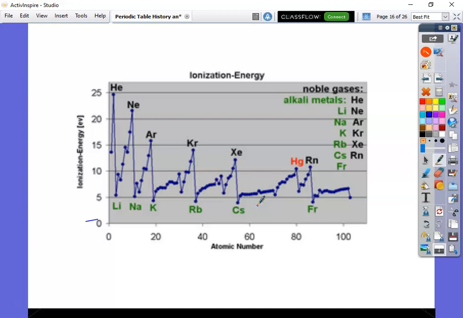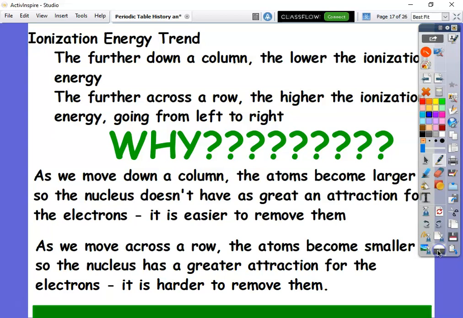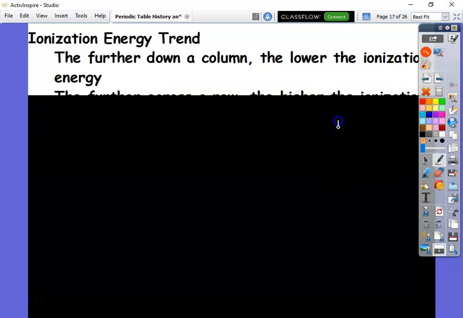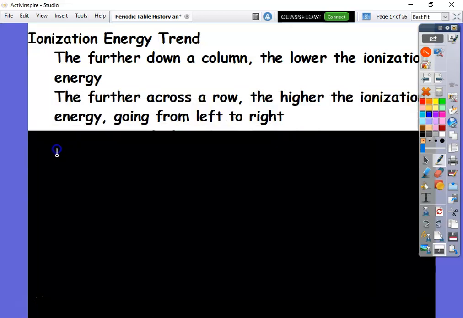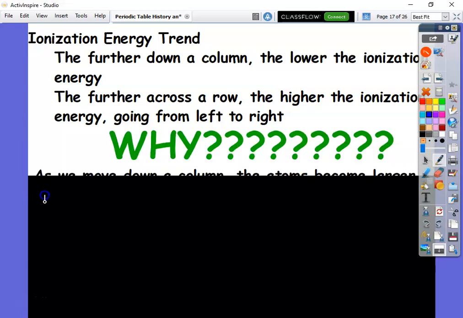So let's talk about why we see these sorts of things happening when it comes to atoms reacting and the removal of electrons. First, the trends are that the further down a column we go, the lower the ionization energy. So remember, we're talking about the energy needed to remove an electron. And as we go left to right, the further across a row, the higher the ionization energy, or the more energy it takes to remove electrons from those atoms far to the right, like noble gases.